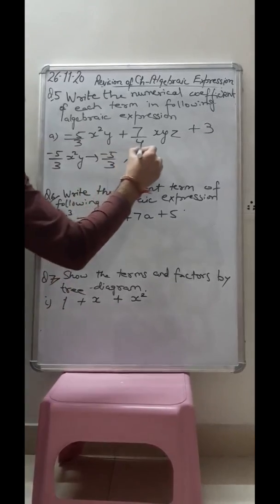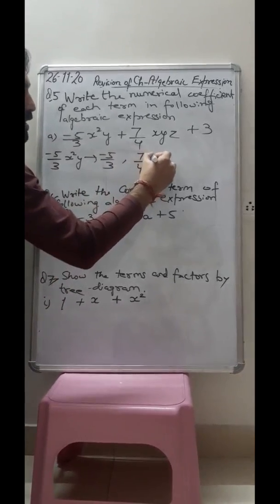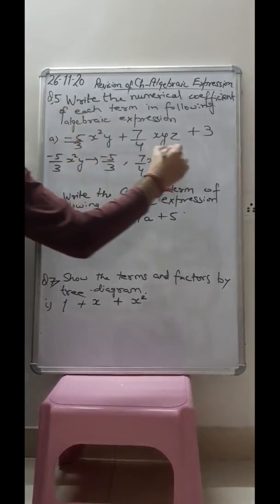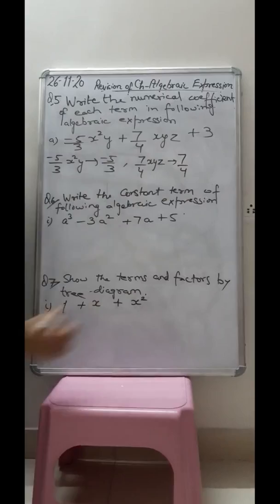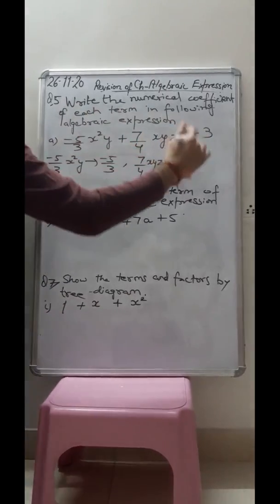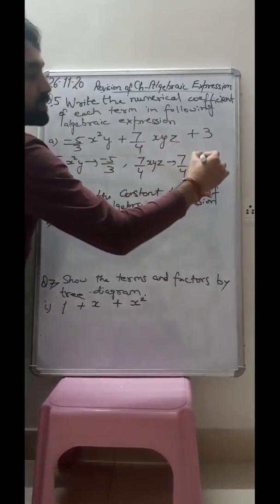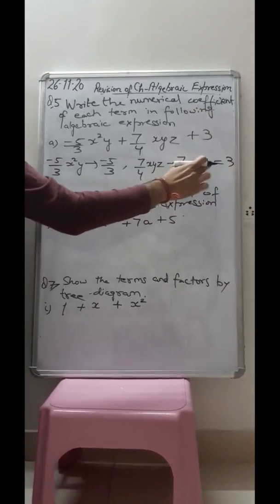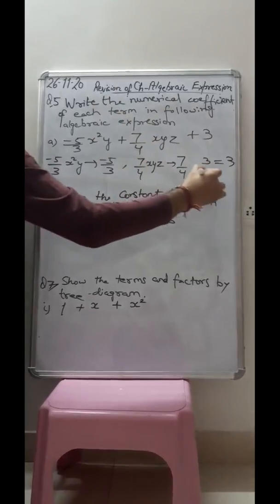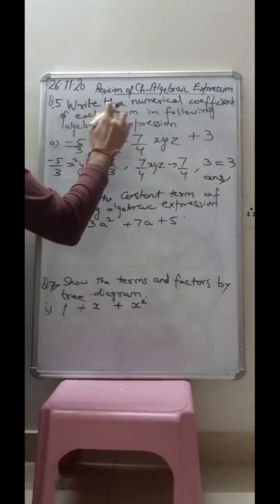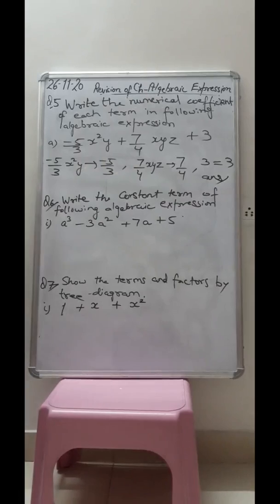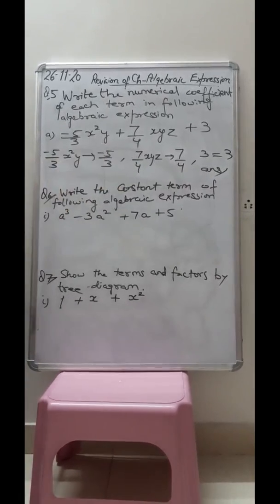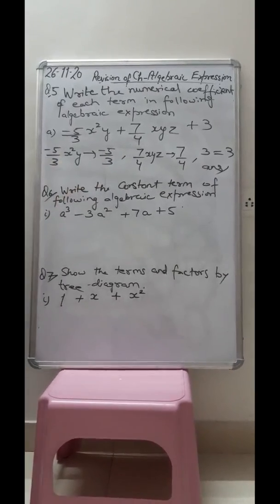The second term is 7/4 xyz. So in this term, the numerical coefficient is 7/4. And the last term is plus 3. So plus 3, the numerical coefficient is 3 only. So the numerical coefficient of 3 is only 3. So in this way we can answer the numerical coefficient of any term. That means we have to write down the numbers in a particular term.